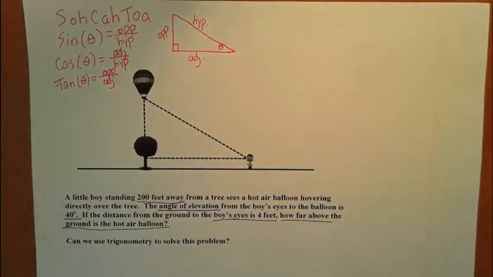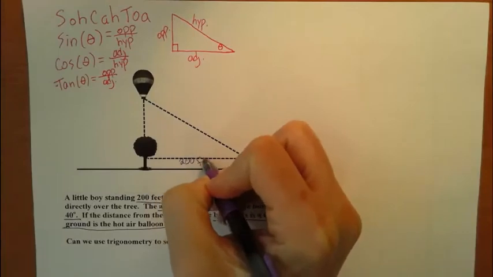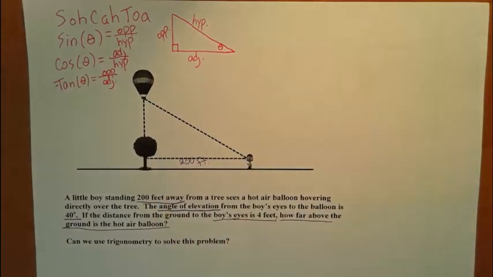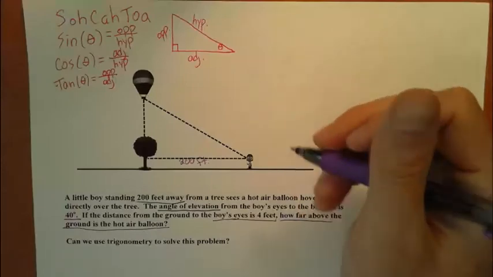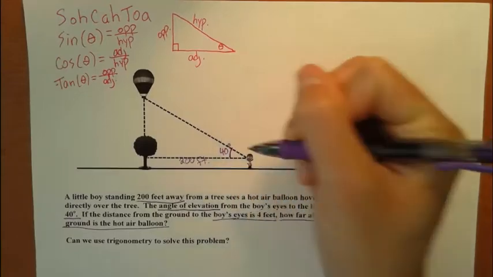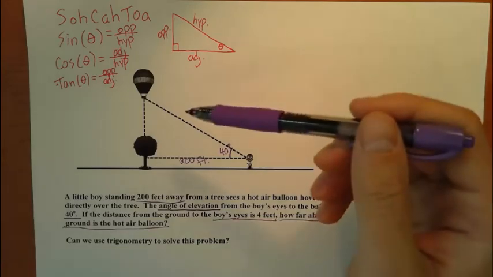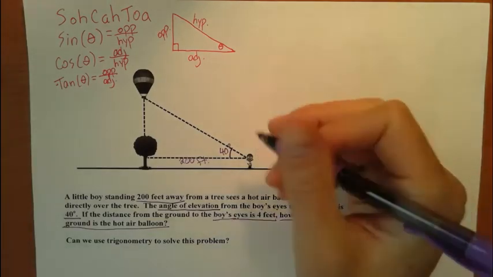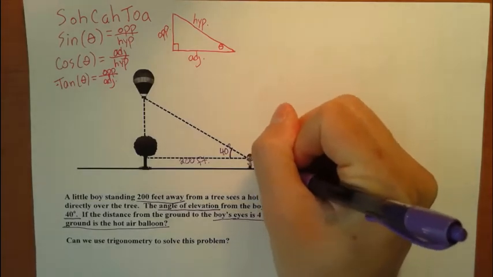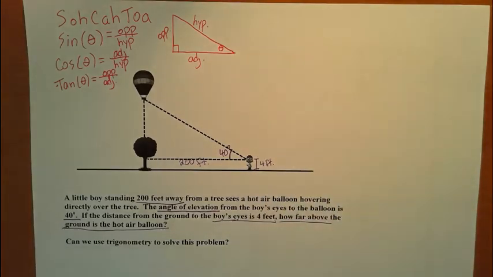So we want to now use the information we have there to label our diagram. So the first thing we can label is the boy is 200 feet away from the tree. So this distance right here is 200 feet. Our angle of elevation from the boy's eyes to the balloon is 40 degrees. That would make this measurement right here equal to 40 degrees. And the last part is that the boy himself, from his eyes to the ground, this distance right here is going to be 4 feet tall. So that is important, and I believe that we've now underlined everything that we were going to need.